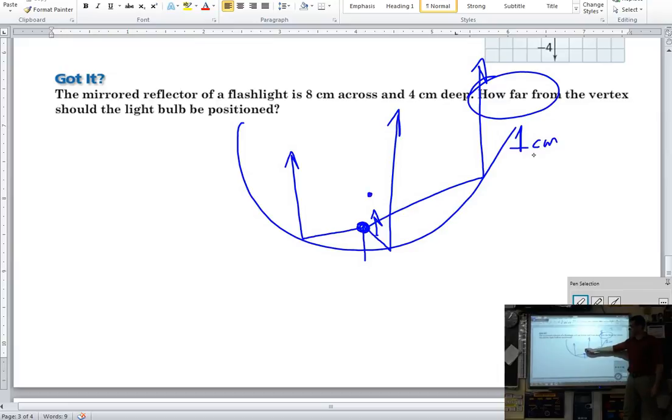Think about if the bulb's here and it throws light out here. It bounced back. It'd be narrow. Huh? What about if the light bulb was here? That one would be. Never mind.